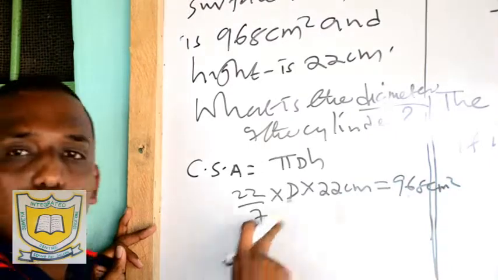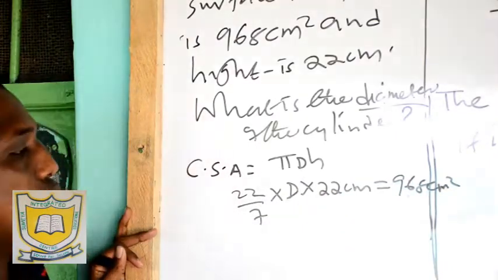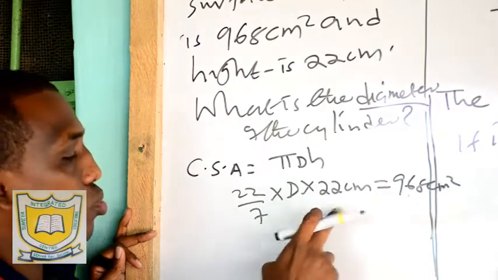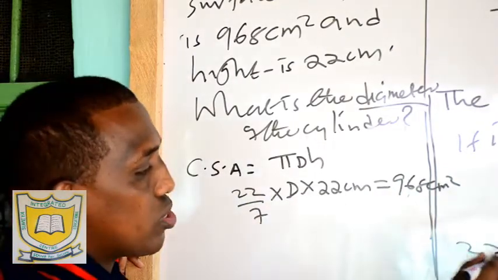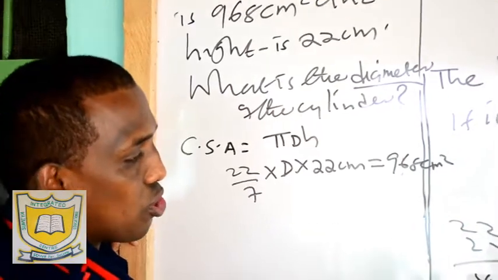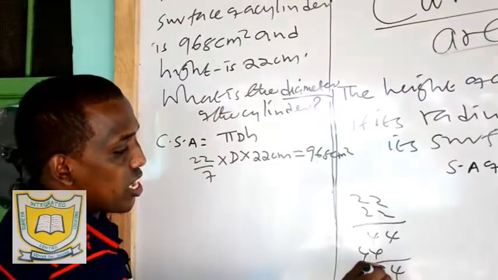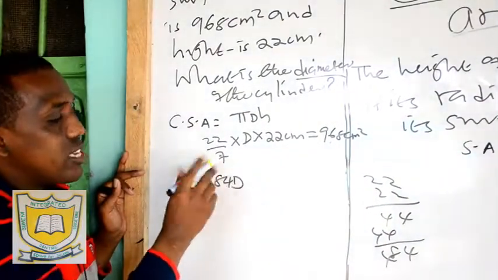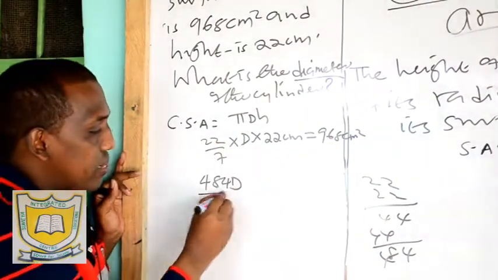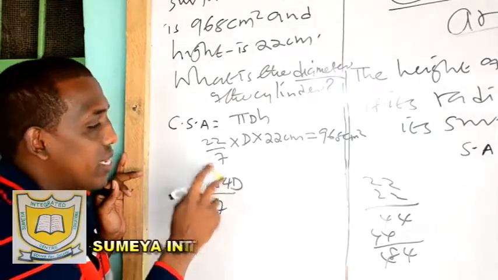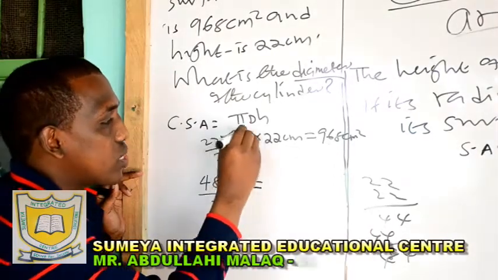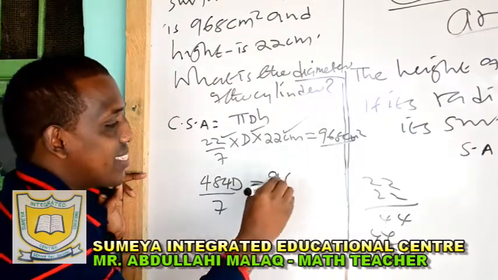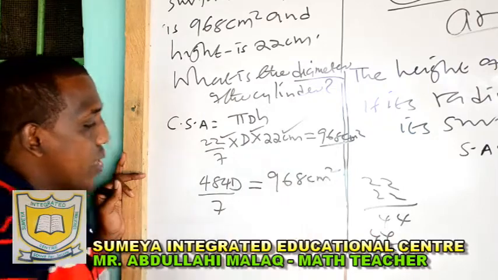Now this 7 cannot divide this 22. What do we do? We multiply the numerators: 22 times d times 22. So we multiply 22 times 22, which is 484. So times d, you get 484d over 7, where the 7 is from the denominator, is equal to 968 centimeter squared.